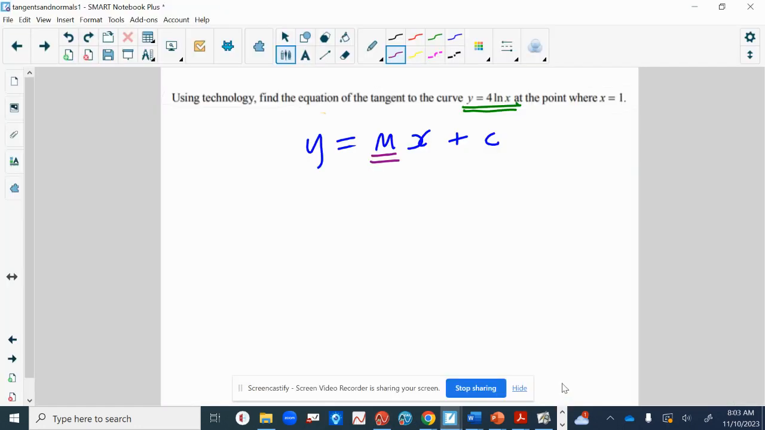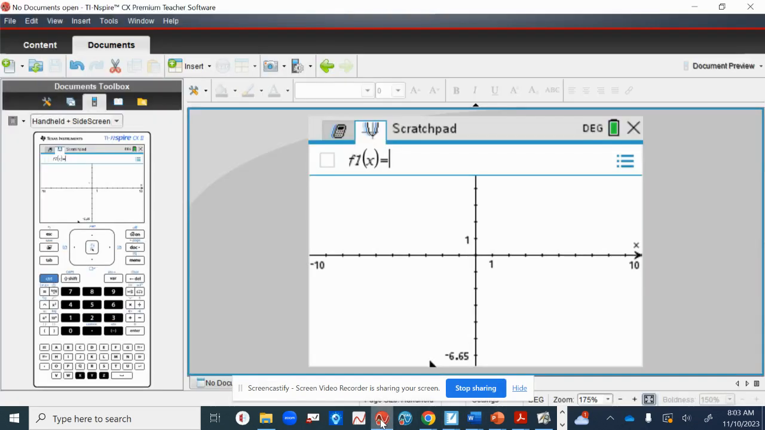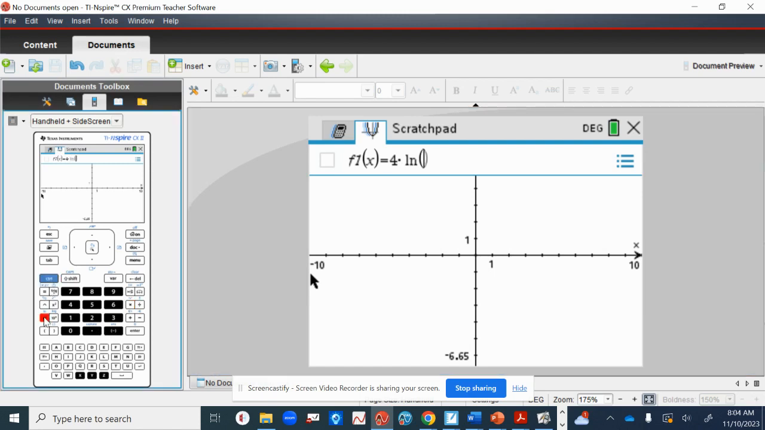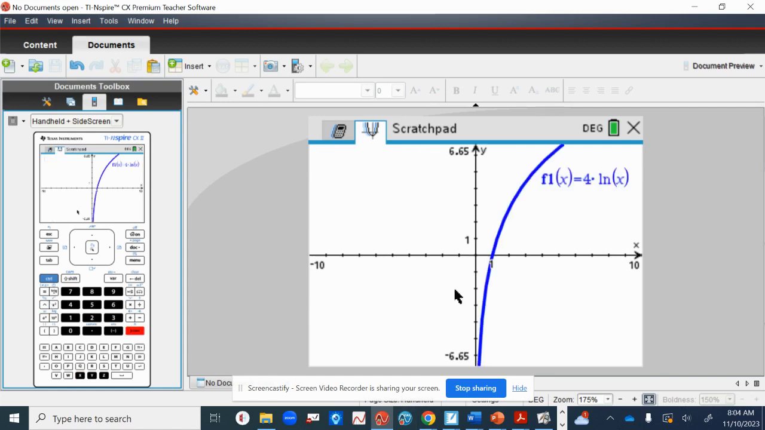4 ln x. So here I go then. 4, I'm going to put times in because sometimes it gets a bit funny. Ln you will find here, above e to the power of x. So 4 times ln x, and I'll just close those brackets. And there we go. So it's actually drawn it quite nicely. That's what this particular function looks like.